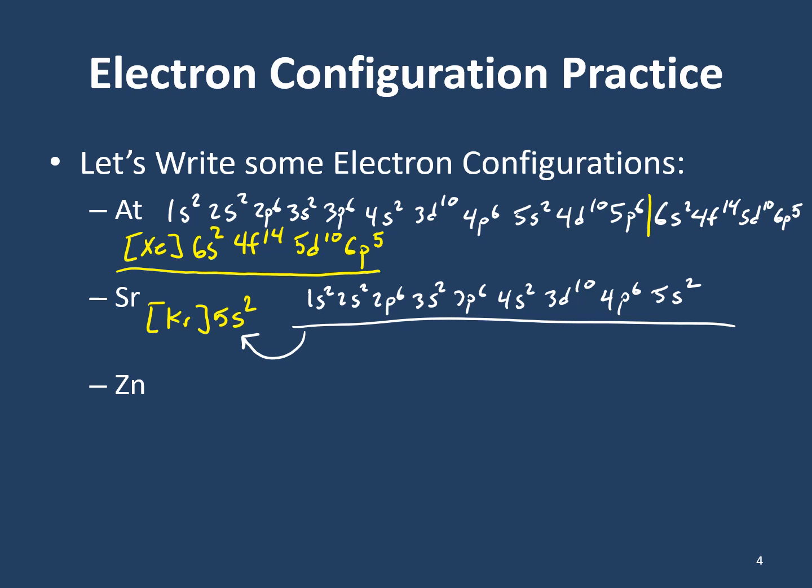All right, so our last element here is zinc, and it's in the 4th row, which means we need to use the noble gas from the 3rd row, which is argon. So I'd write brackets argon, and then we got to ask ourselves, okay, is zinc potassium or calcium? No, so it's not a 4s element, so we just write 4s2. It is, however, in the D block. Zinc is the last element in the D block, so this would be 3d10, and that is our electron configuration.